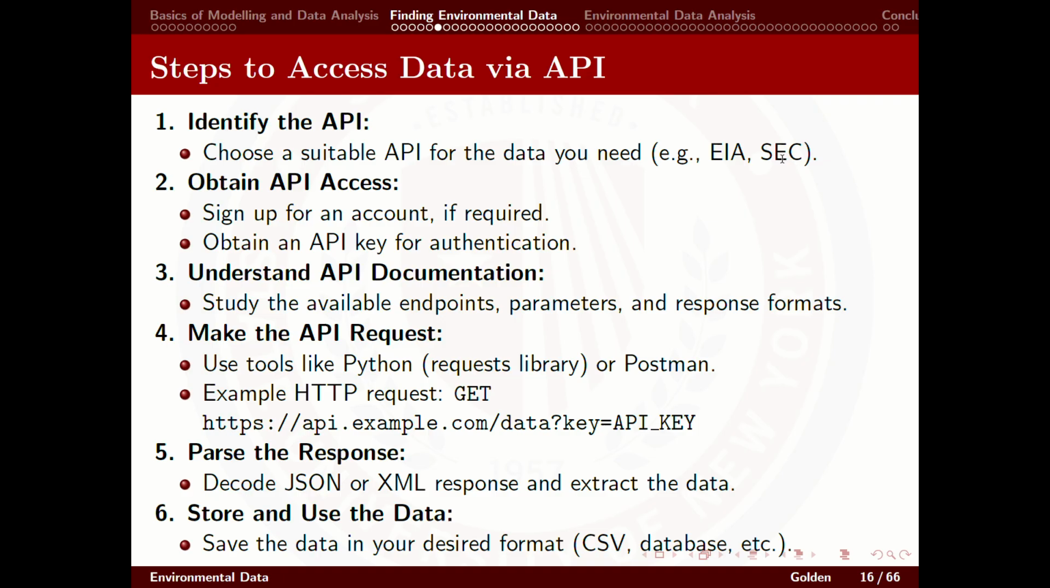You should obtain API access, sign up for an account if required, and make sure to obtain the API key. Sometimes you have to pay for this. I wouldn't pay unless you have a very strong use case for the API. Often people overestimate how valuable an API key is when they're first getting started. Make sure to understand the documentation, study the available endpoints, parameters, and response formats, and then make the request. Use tools like Python or Postman. Here's an example GET request to get some data. Parse the response, decode the JSON or Excel, and then store and save the data. That's the data format.